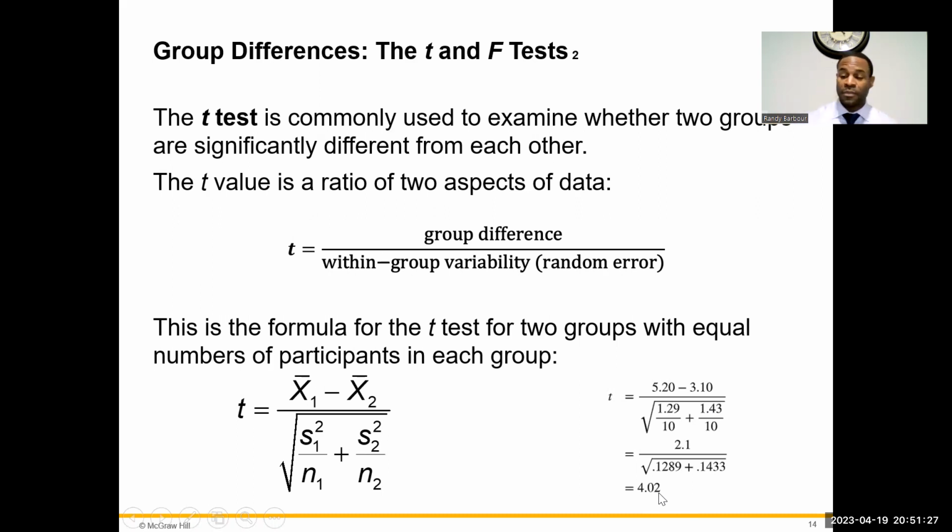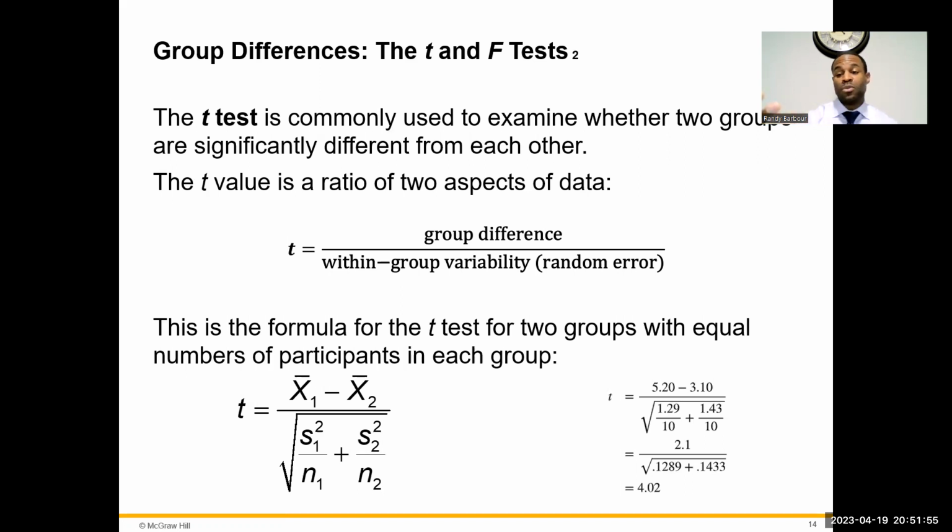And I'll tell you right off, that's going to give me a significant value, right? So when we looked at the t distribution, if you remember the t table, you would go to, in this particular case, the degrees of freedom. We'll talk about degrees of freedom. Degrees of freedom will be 18 in this case because we have a total sample size of 20. 10 minus 1 is 9 for the first group. 10 minus 1 for the second group is 9. And so you add 9 and 9 together. That's your total degrees of freedom.